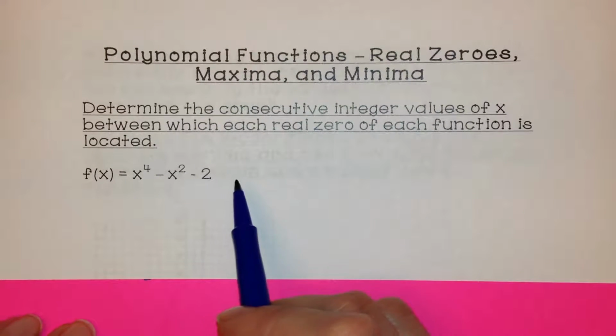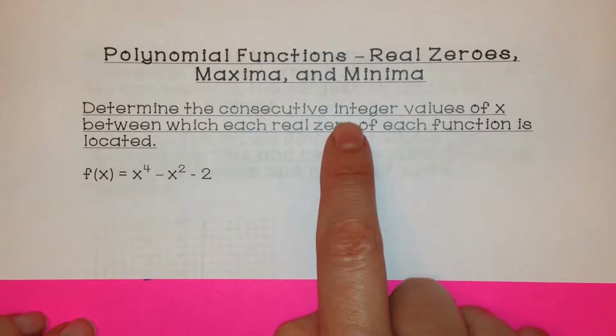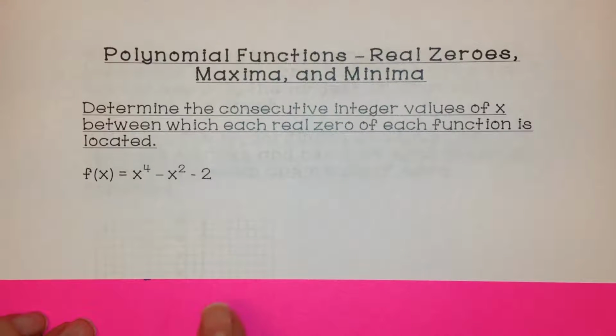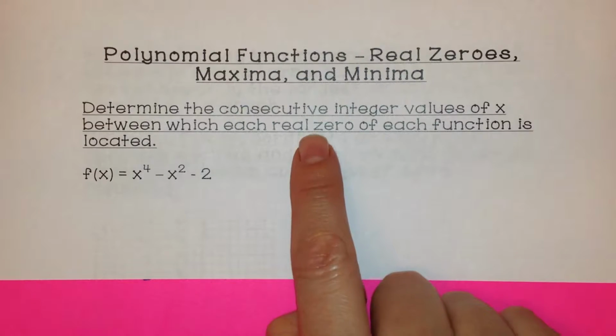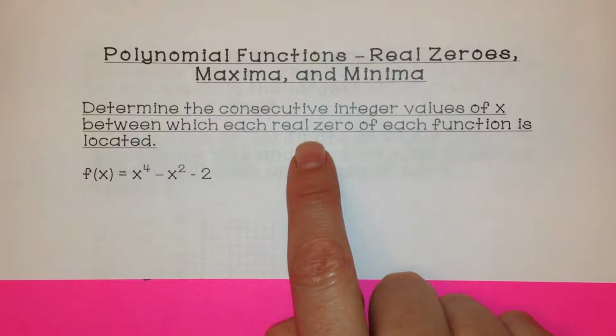each function is located. So consecutive integers are just two integers in a row, like -5 and -6, or 1 and 2. So they're just one integer after the other. We're going to determine between which two x values the real zeros are located. So the real zeros are the x-intercepts where our graph goes through the x-axis.